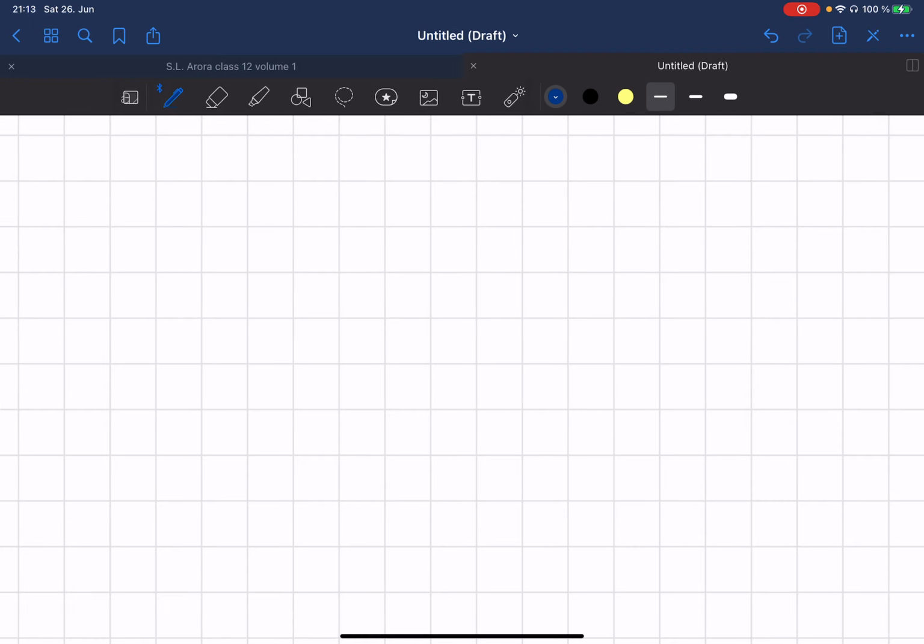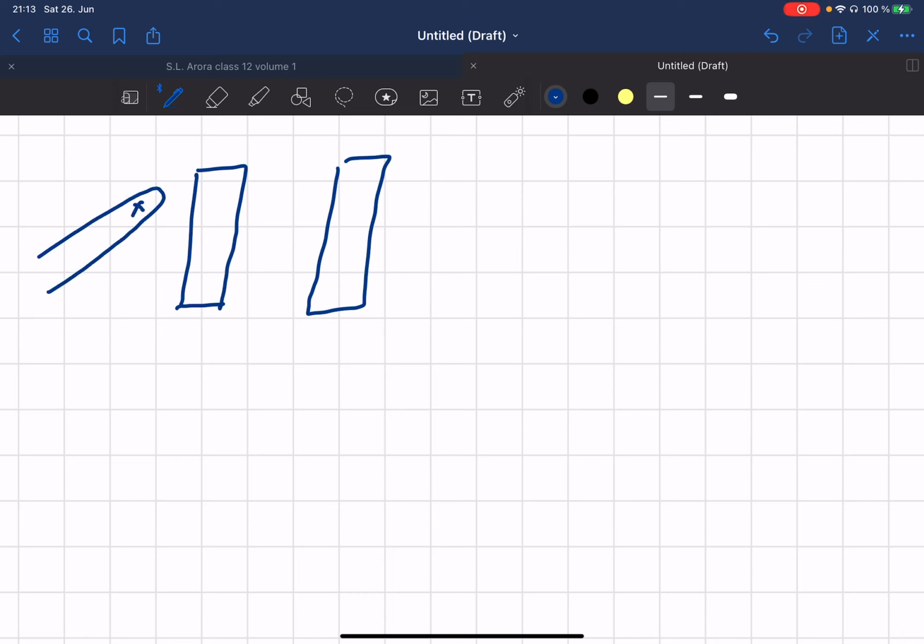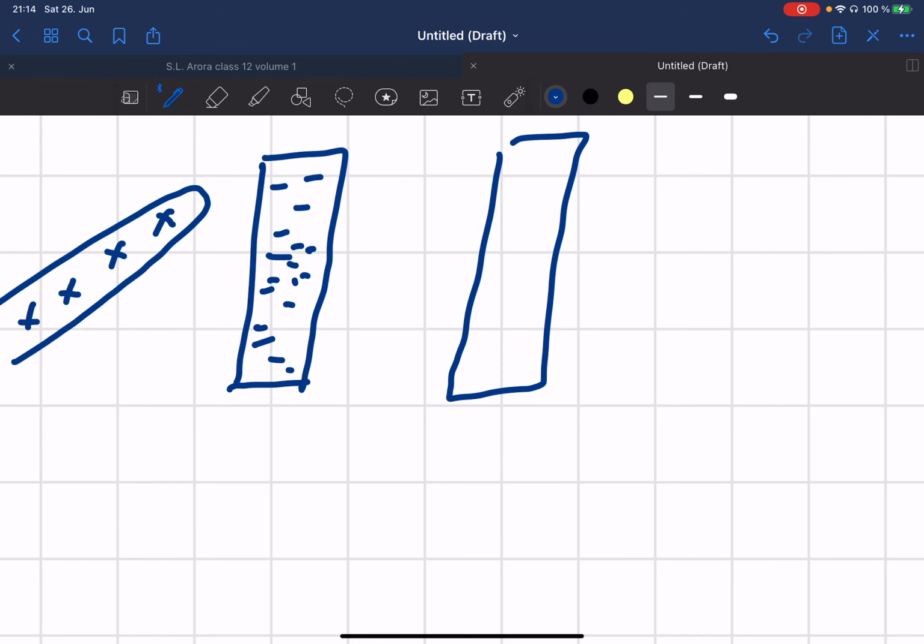Okay, so now let's come here. I'm going to tell you one very amazing thing that you're really going to like. Let's say we have two rods. I brought a rod that has positive charge, and this slab was negatively charged. If it has negative charge, then the dominant charge is negative.